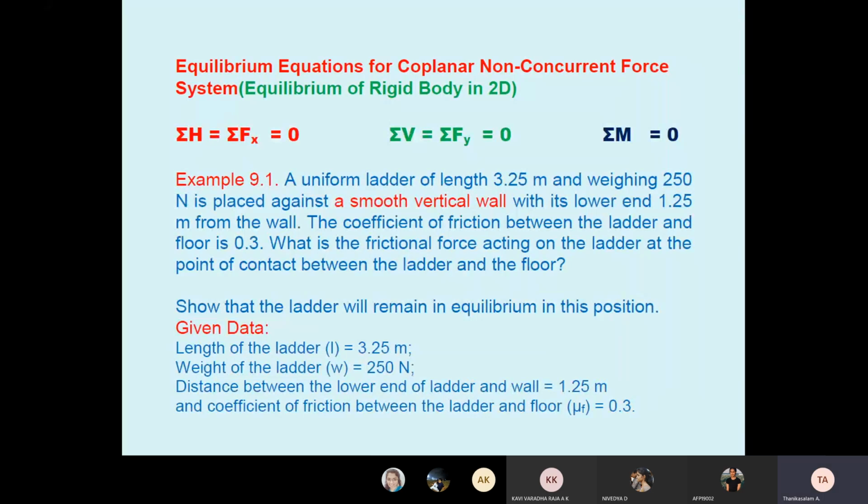Now, first problem. Class rep, can you read the question now? Yes, sir. A uniform ladder of length 3.25 meter and weighing 250 Newton is placed against a smooth vertical wall with its lower end 1.25 meter from the wall. The coefficient of friction between the ladder and floor is 0.3. What is the frictional force acting on the ladder at the point of contact between the ladder and the floor? Then another question: show that the ladder will remain in equilibrium in this position.